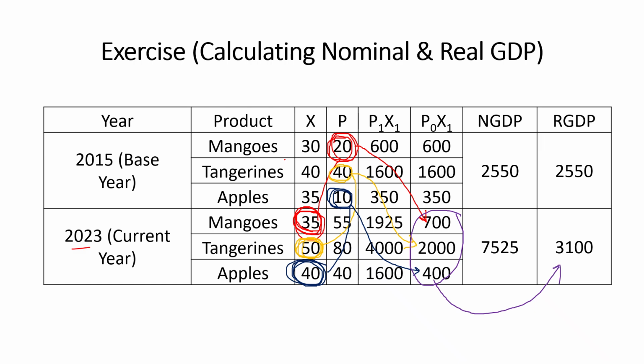And for the summation of these, we get the nominal GDP of 2023, the current year. So that's how we determine the nominal and real GDP. So that's it. Thank you all.